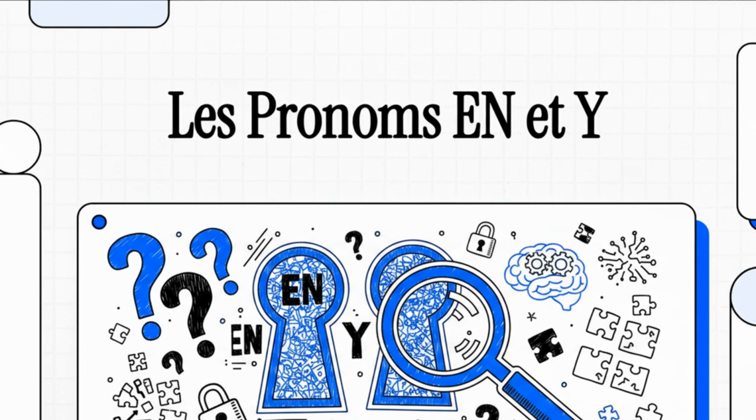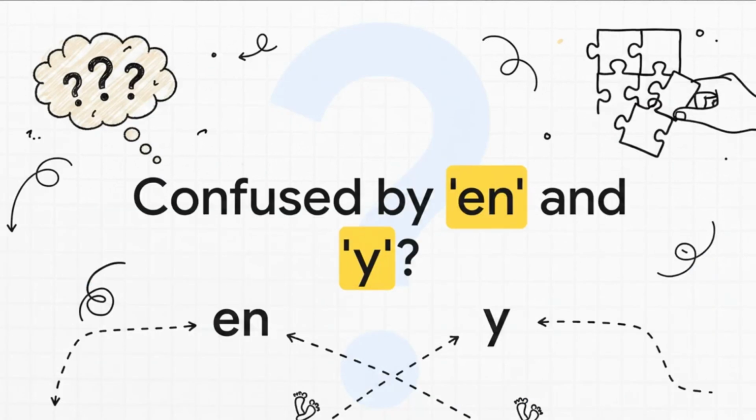All right, let's talk about two of the most infamous little words in French, en and y. I mean, if these two have ever just completely stumped you, well, you are definitely not alone. And you've come to the right place to finally sort them out. Seriously, it's like a rite of passage for anyone learning French, right?